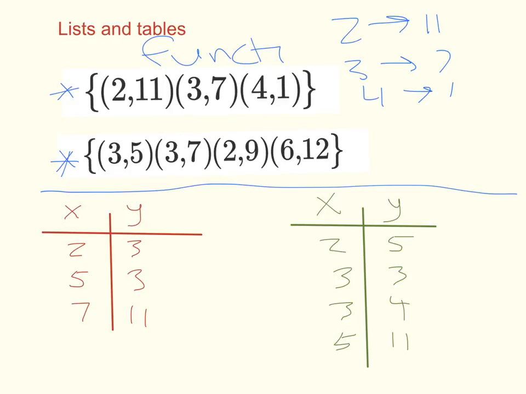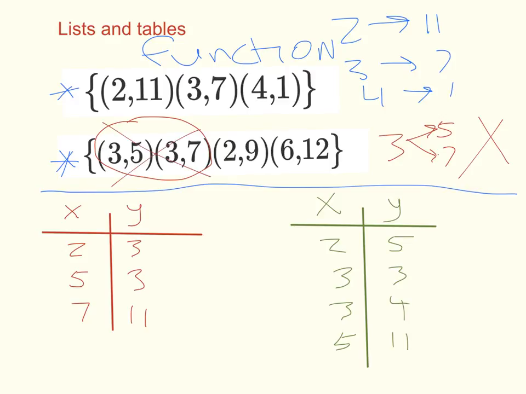So let's take a look at the other list of points. Right off the bat here, we notice these first 2 sets of points. We have 3, 5, and 3, 7. So in this case, we have 3 going to 5, and 3 is also going to 7. By definition of a function, this right here disqualifies this set of points from being a function. So this is not a function.